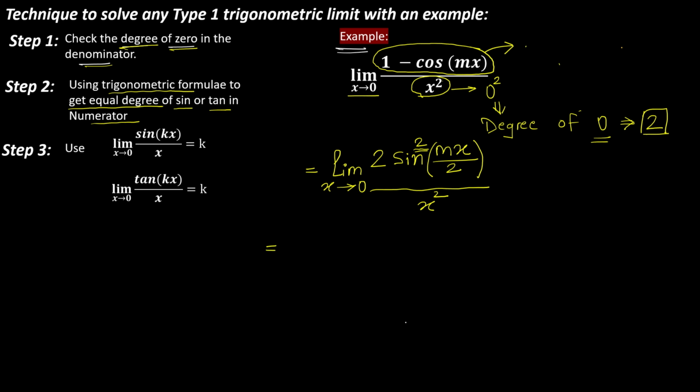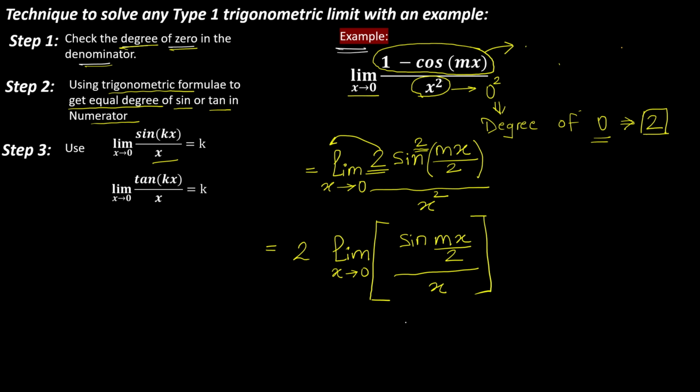In step 3, we really want to use our trigonometric result, sine kx upon x, which is k for limit x tending to 0. Before that, let's take this 2 outside of the limit since it's a constant. So 2 limit x tending to 0 of sine mx divided by 2, and there is a square on it, and divide by x. There is a square on this as well. So I'll combine these and write the whole squared.